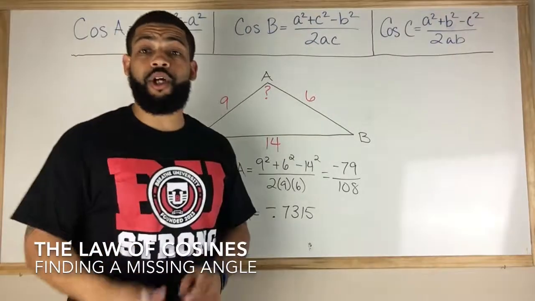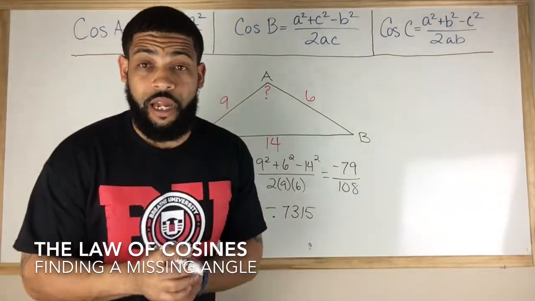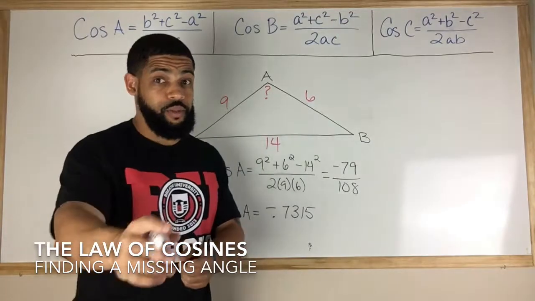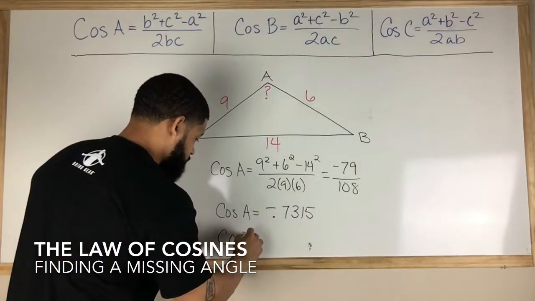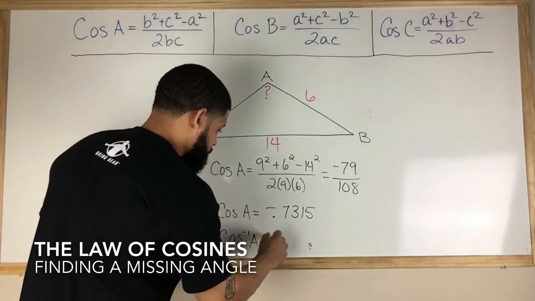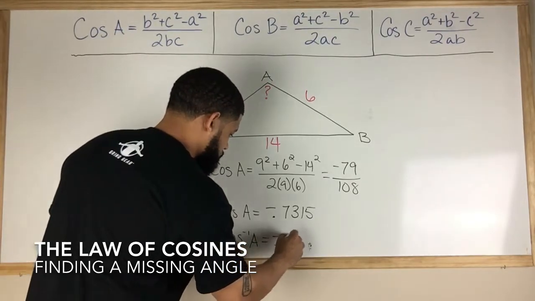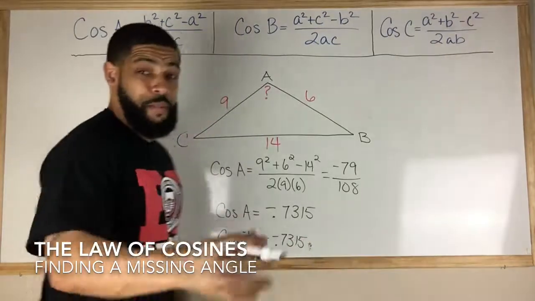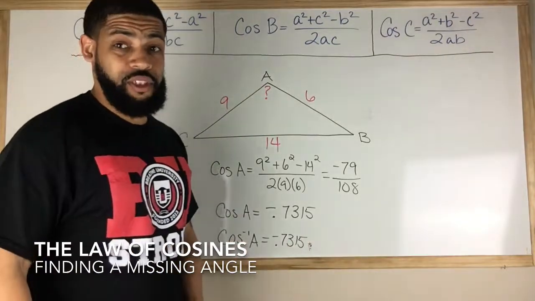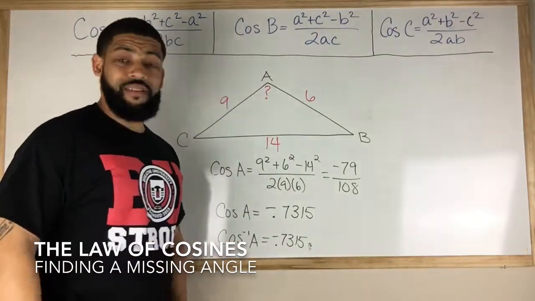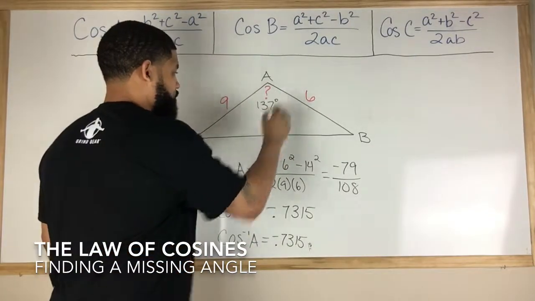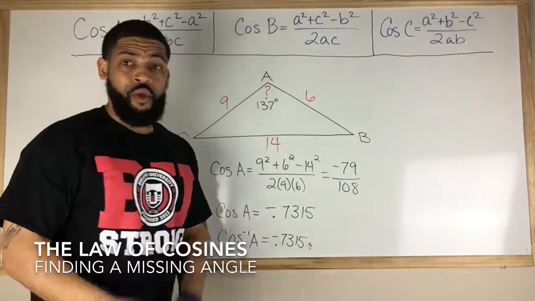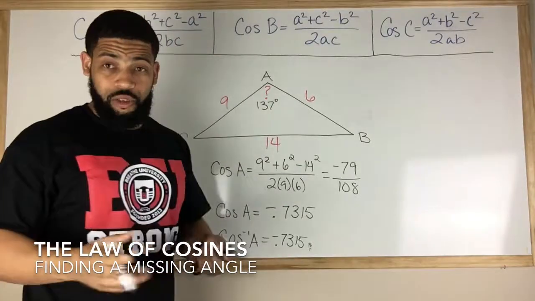Then we have to use the cosine inverse function in your calculator. Make sure that your calculator is in degree mode, okay? So when I put in the cosine inverse of negative 0.7315 into my calculator, it's going to tell me that angle A is equal to 137 degrees. Okay? 137 degrees is the measure of angle A.